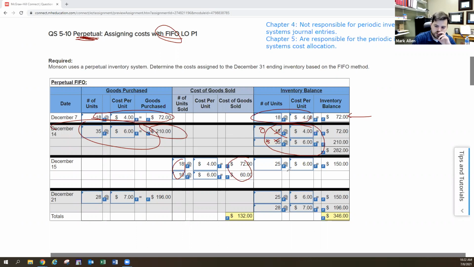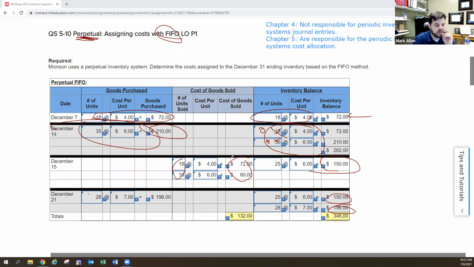And then of course the 25 at 6 is the 150 right there. Coming down, we have one more purchase. 28 times 7 is 196. 25 times 6 is still 150. Plus the 196 is 346. And 346 plus 132 is our total cost of goods in this case.